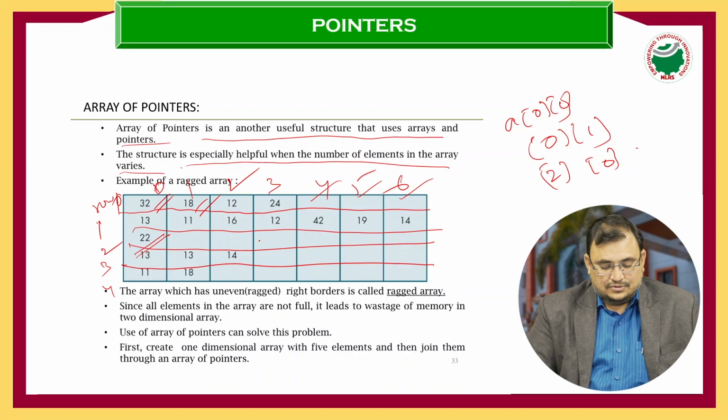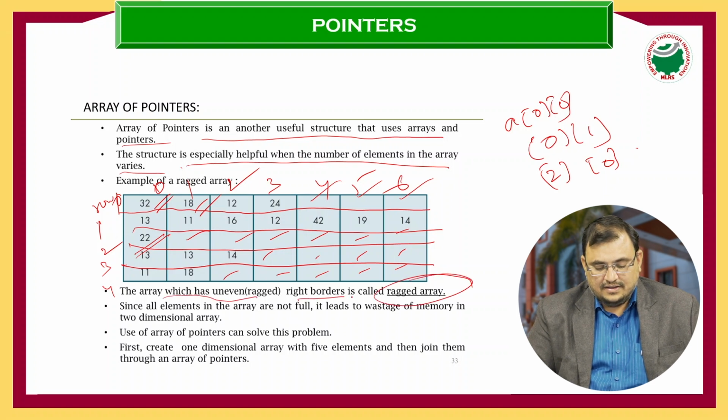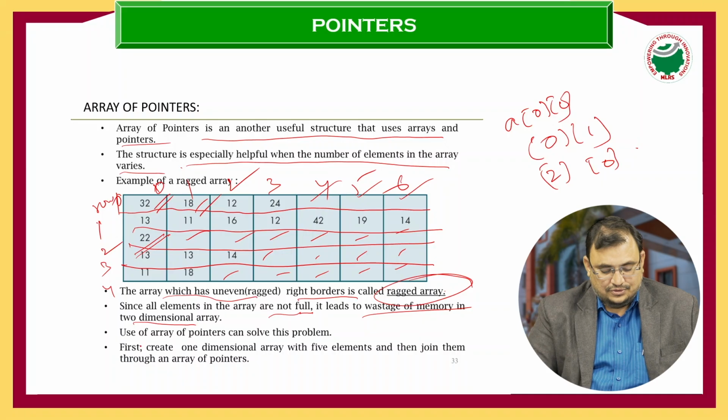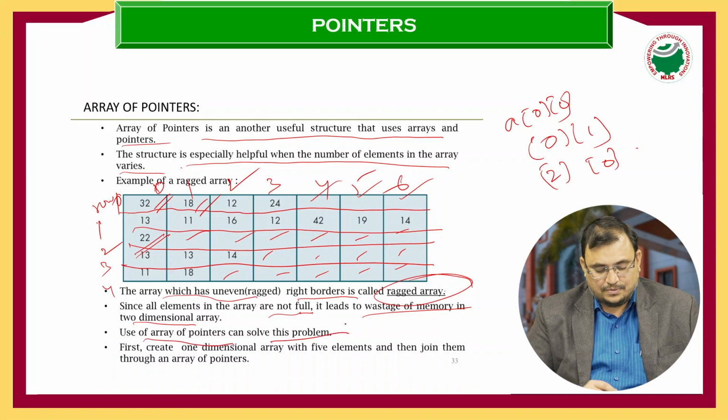What happens here? These locations you are wasting the memory. Such types of arrays are called ragged arrays. The arrays which have an uneven right border are called ragged arrays. All the elements are not full. It leads to wastage of memory in a 2-dimensional array. So use of an array of pointers can solve this problem.